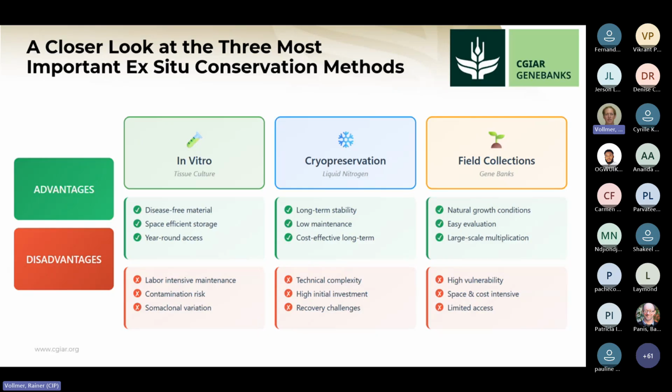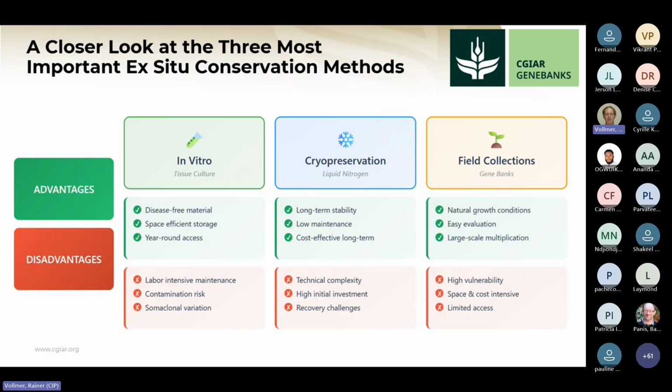So therefore, we will take a deeper look at three of them, also considering field collections. What are the advantages and disadvantages of each of them? For in vitro, of course, the material is maintained disease-free. It's relatively space efficient, and you always have access to the material. But the disadvantages are that it is very labor intensive to maintain the collection, and you have the risk of contamination and also of somaclonal variation.